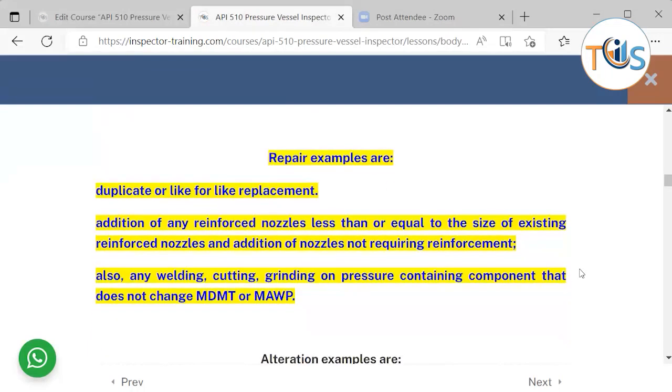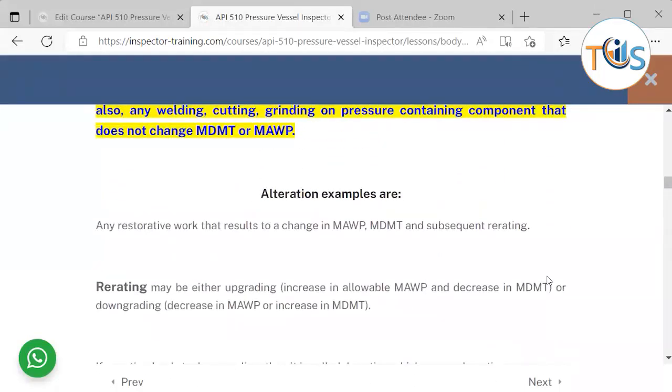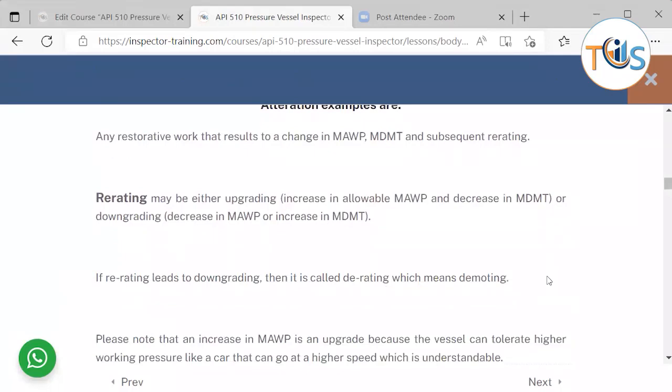Now, repair examples are like for like or duplicate replacement, addition of any reinforced nozzles less than or equal to the size of existing nozzles, or any nozzle that does not need reinforcement, or any welding, cutting, grinding on pressure containing components that does not change integrity operating windows such as MDMT or maximum allowable working pressure. Now, alteration examples are any restorative work that results in a change in IOW or MAWP.